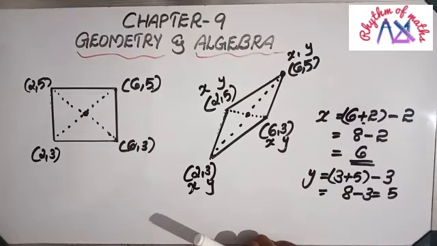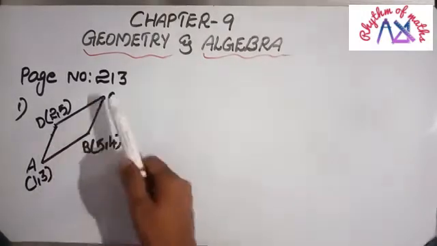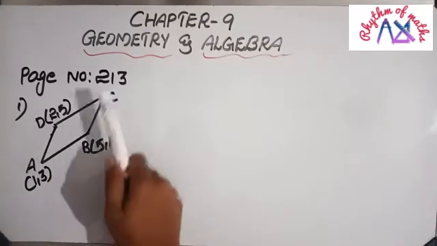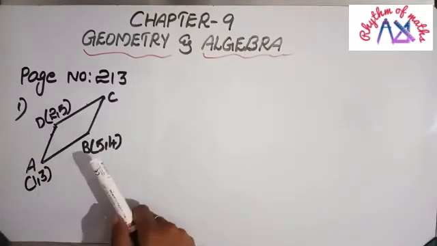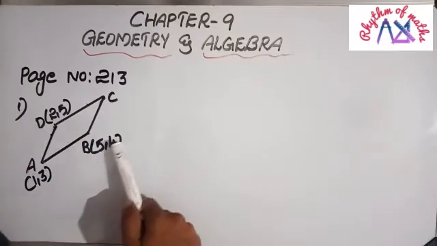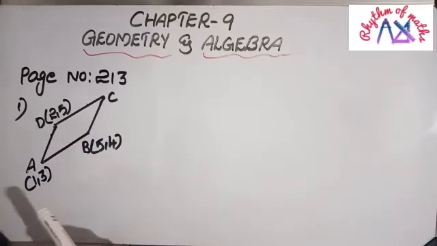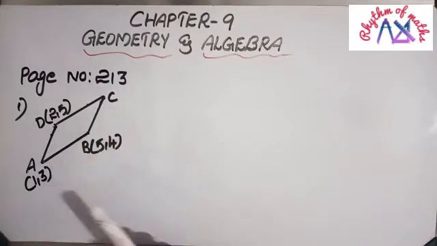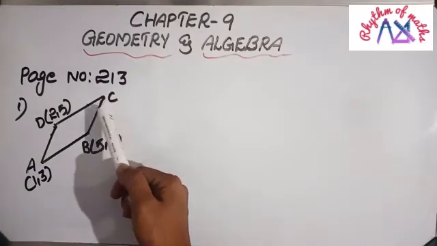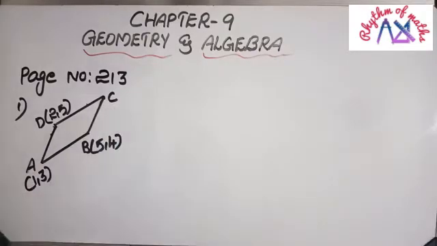Okay, now let's move on to problems from page number 213 and 214. Question number 1 is, a parallelogram is given. In the question a parallelogram is given with the 3 points, 1 3, 5 4, 2 5. These are the 3 coordinates given. Question is, find the coordinate of the fourth vertex. Coordinate of fourth vertex means this coordinate. This is the missing one. This is what we need to find.